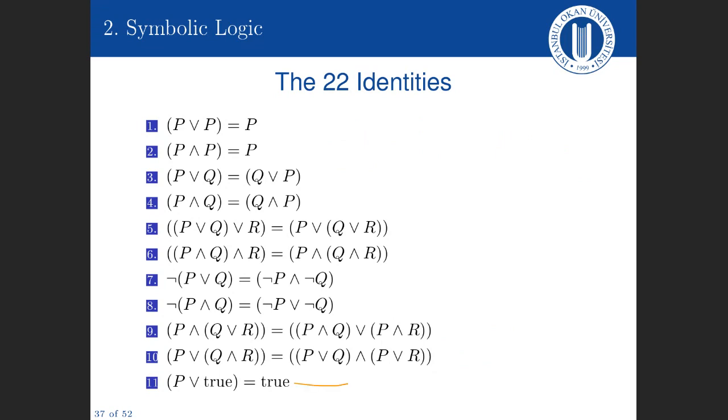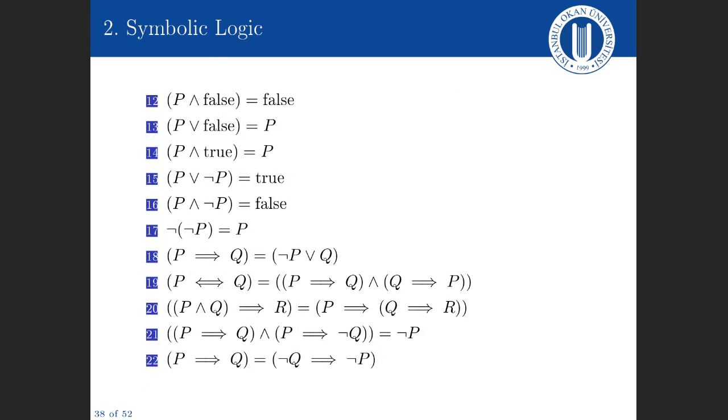Number 11, P or true is equal to true. True is something which is always true, and P might be true or P might be false. If P is true, the left side is true and the right side is true, because true or true is true. If P is false, on the left we have false or true. At least one of those is true, so this is all true. P or true is always true. For the same reason, I'll leave this for you to think about.